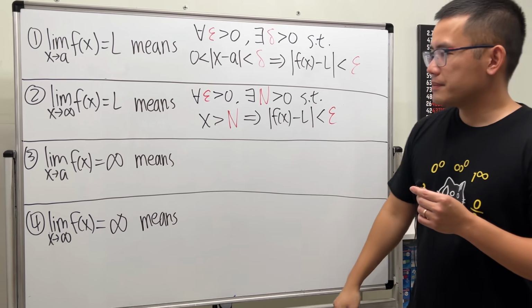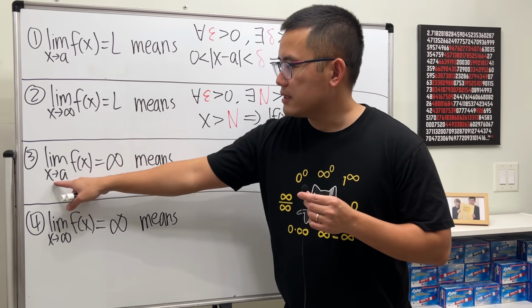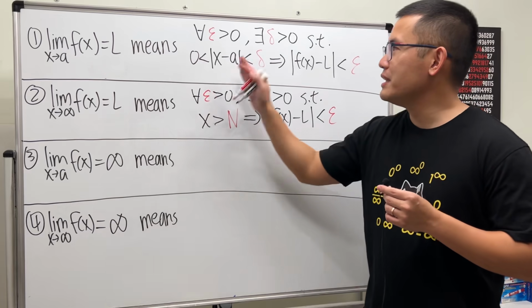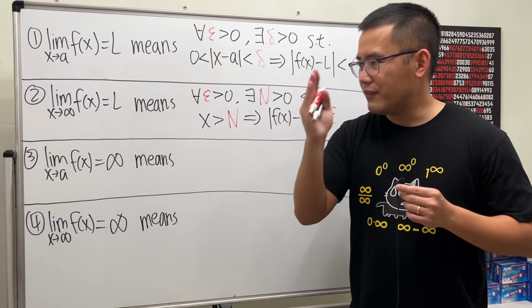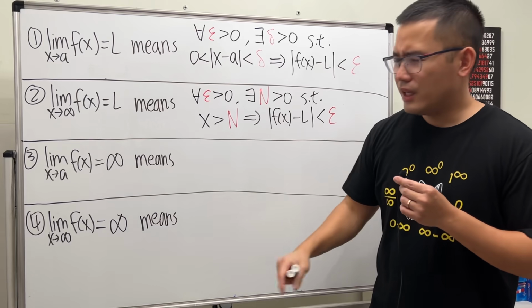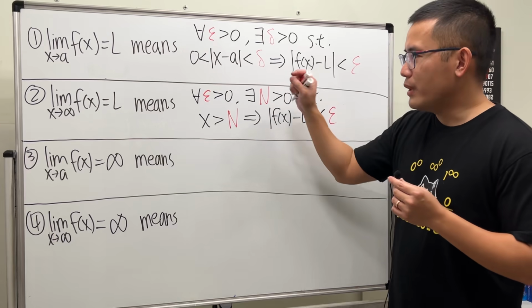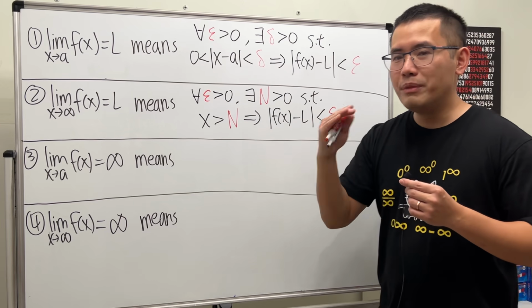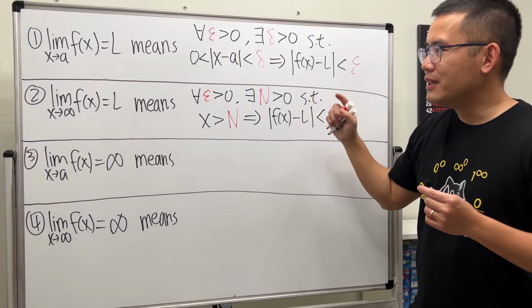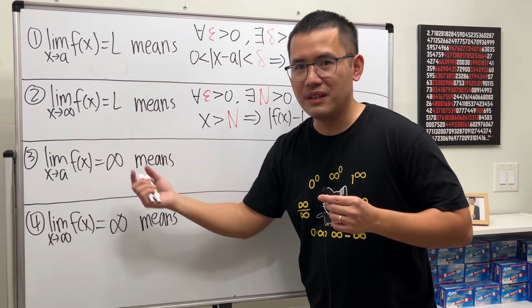Alright? Now, the third one, notice we have x approaching A, so it will be the same thing like the first one. We will be using delta. We have A and then just going from left and right, so we'll be using delta. But this time though, the limit is infinity. It's not a small error anymore. We want to make sure that the function goes up, up, up, and up, right? So it's kind of like this idea, but this time the limit is infinity.